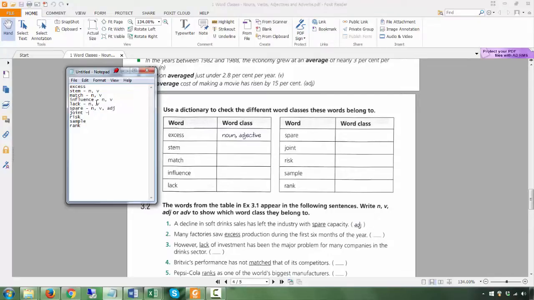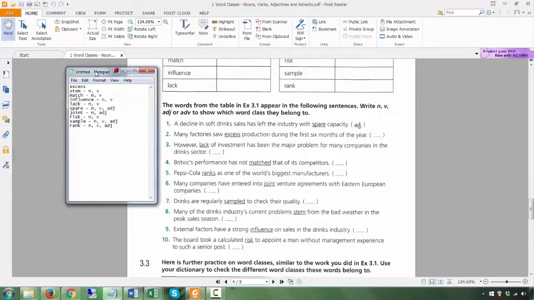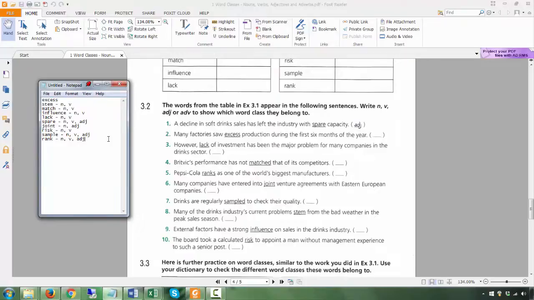Adjective, joint will be noun and adjective. Risk, noun or verb. Sample, noun, verb, adjective. Rank, noun, verb, adjective. Okay, and so these are words which have either 2 or 3 word classes with exactly the same word. Okay, you don't have to change anything. Then let's go to 3.2.